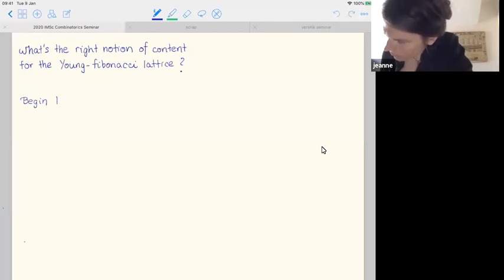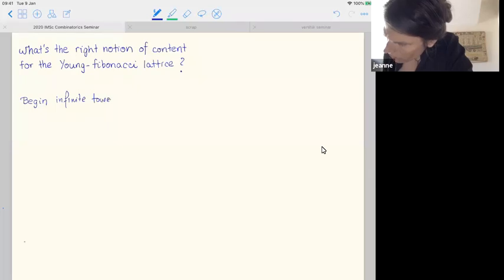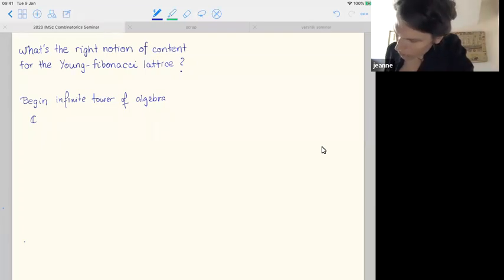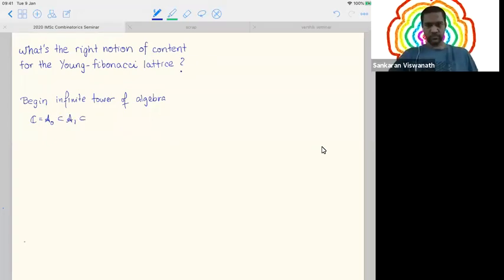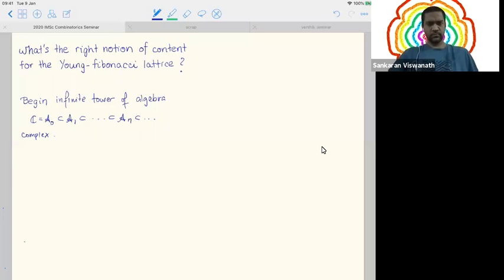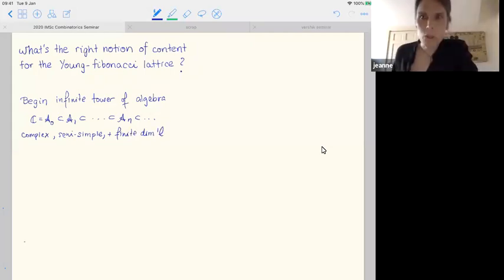So we'll begin with an infinite tower of algebras. These will be all complex algebras, so we'll start with the ground field, and we ascend. And we'll assume that each of these algebras is complex, semi-simple, and finite dimensional, and maybe also unital.